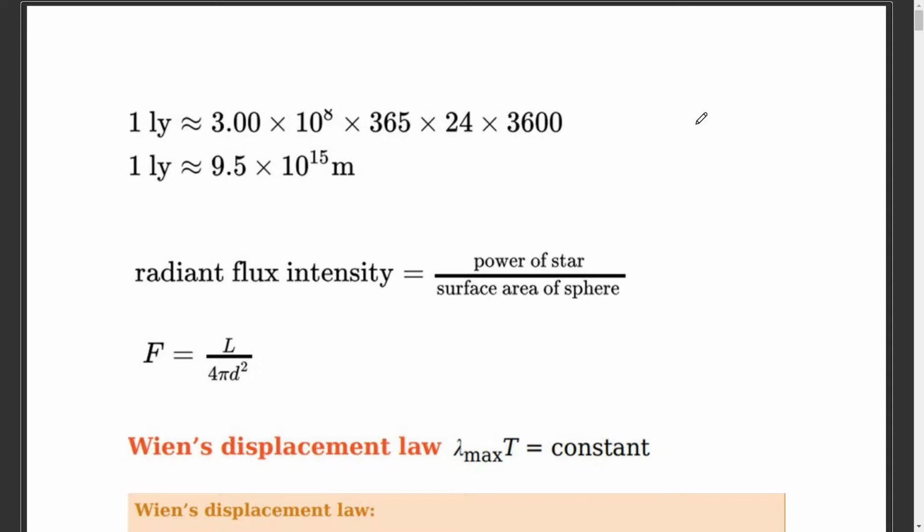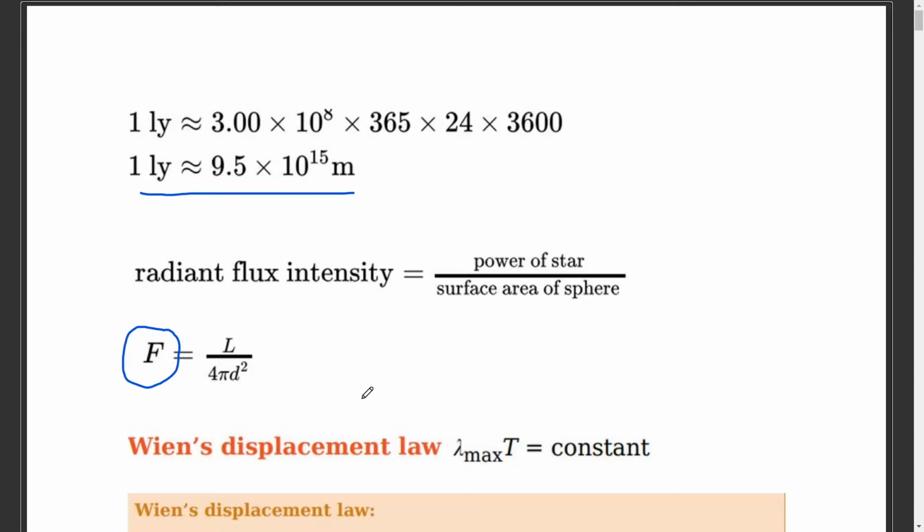So you need to know what a light year is, and I'm just going to keep writing on my screen here for you to see. That is how you calculate the light year. So the light year is converted into a distance there. The radiant flux intensity is the ratio between the power of the star and the surface area of the sphere, right? And it's denoted by the letter F. When we talk about the radiant flux intensity, this is basically the power of the star, but this is the power of the star when it's measured away from the star.